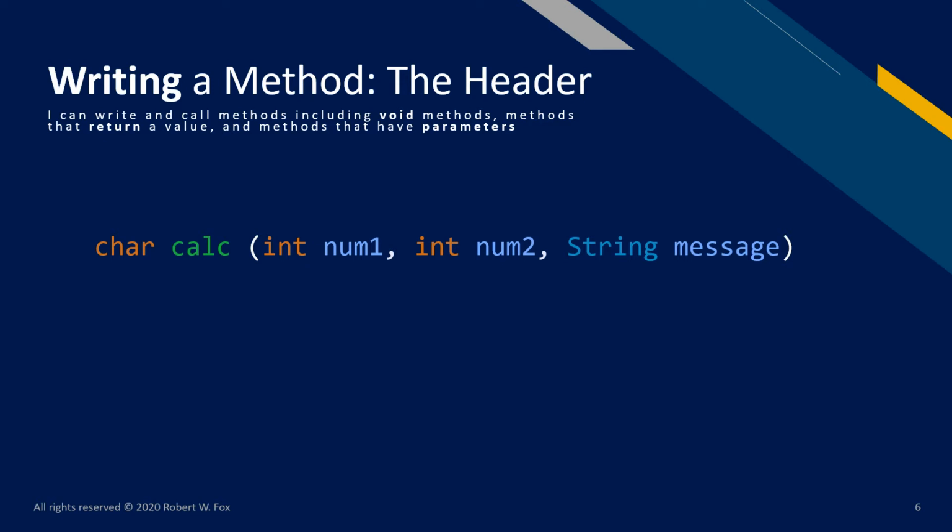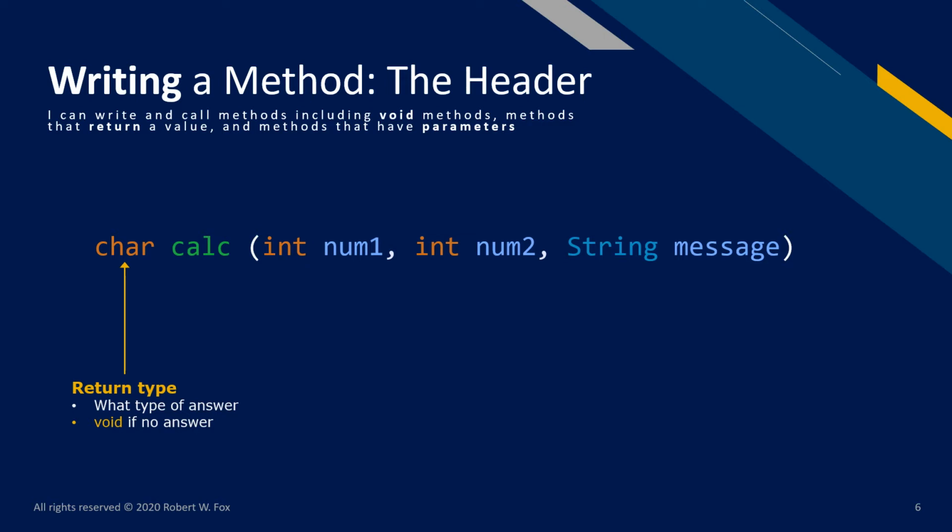Whenever we want to write a method, we have to start with the method header, which is the very top line of the method, and it contains three different things. The first one is called a return type, and the return type just means what sort of answer this method will produce. In this case, this method is going to produce an answer that's a character.